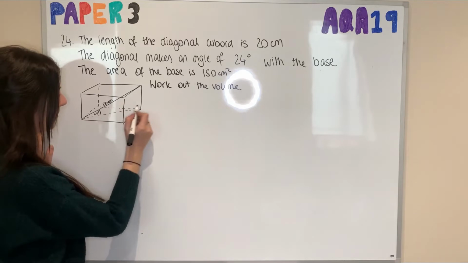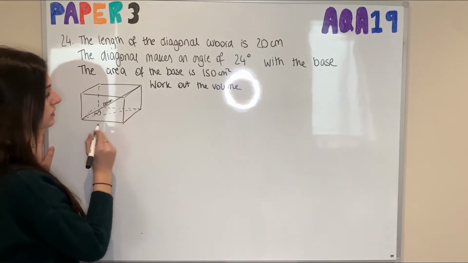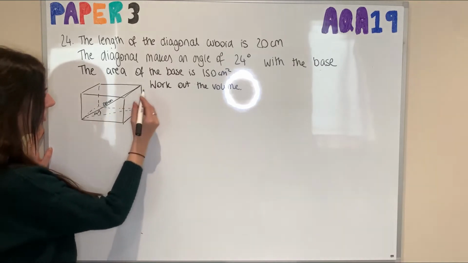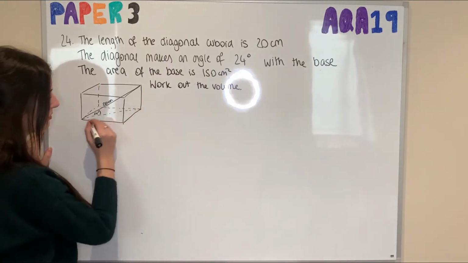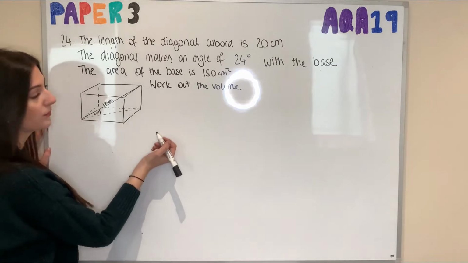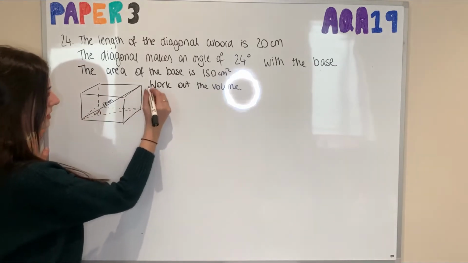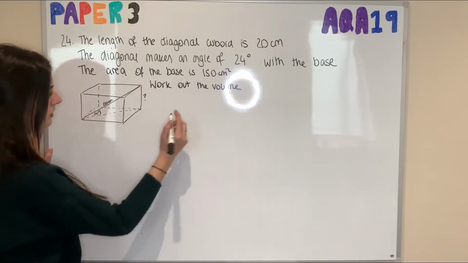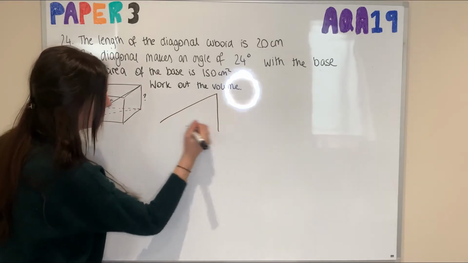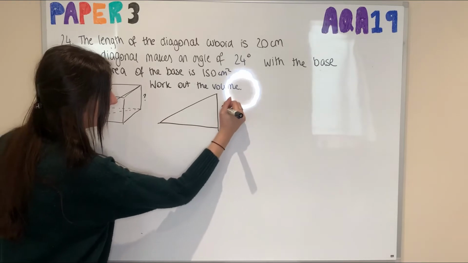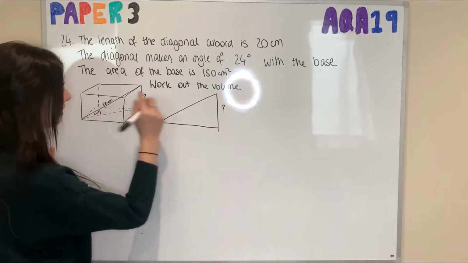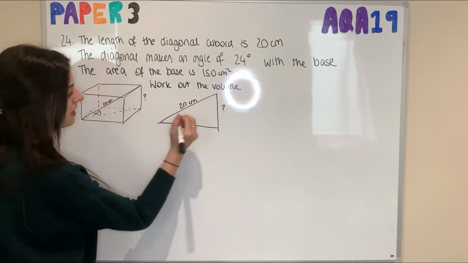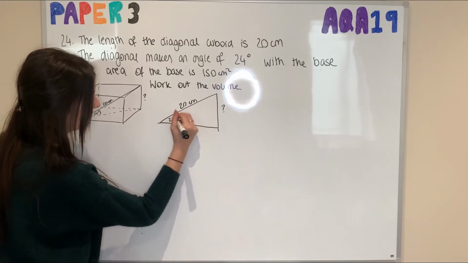So we know we have the area of the base, which is a good start. We need to work out the length of this line to multiply by the base to get our volume. So how do we get this line? We know that this triangle in the middle, let's draw it out. We want to find this length, which is this line. The longest line is 20 centimetres, and our angle is 24 degrees.